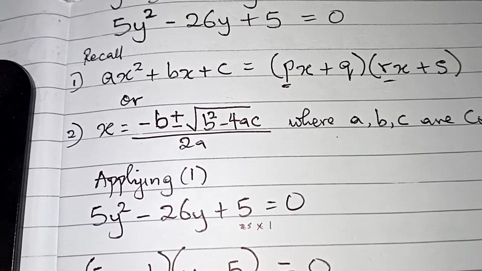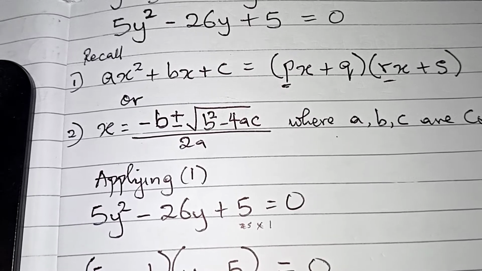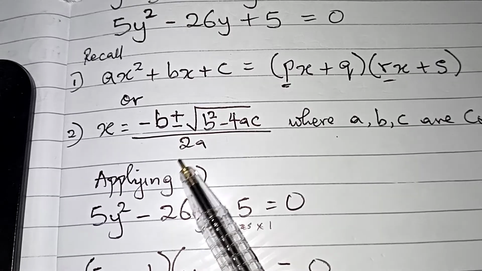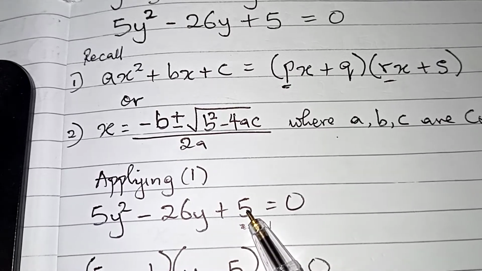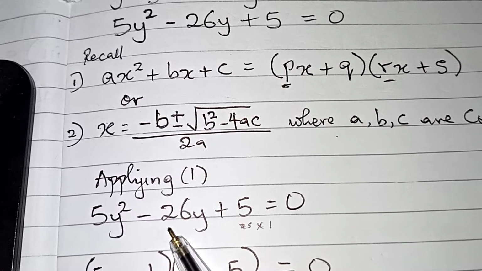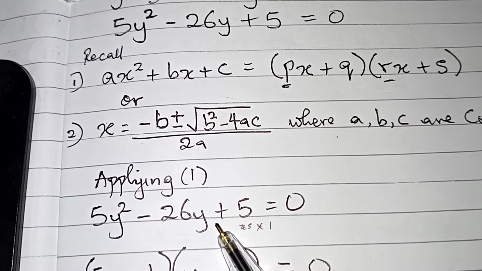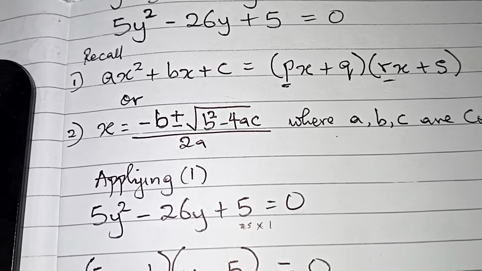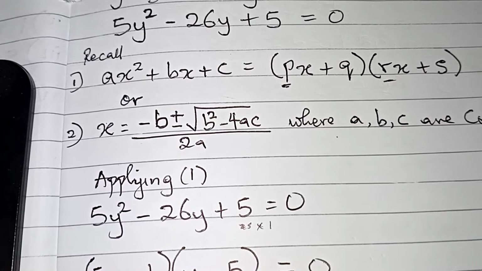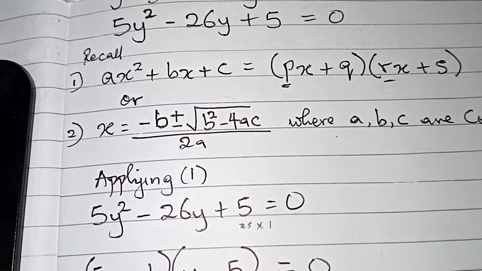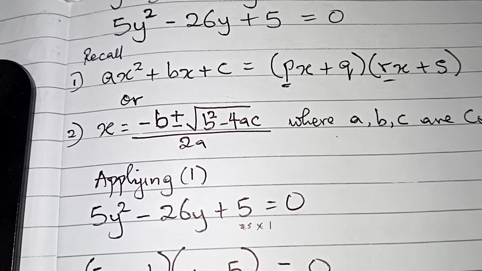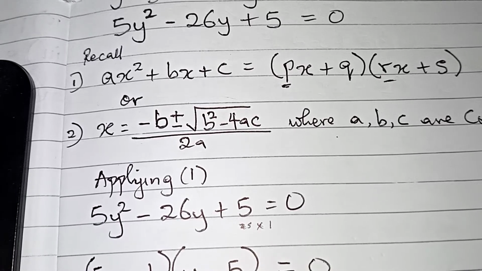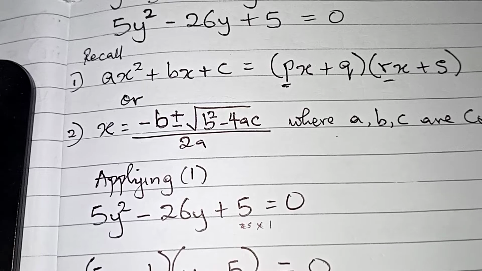Now, I'm trying to apply the factorization method for this expression: 5y squared minus 26y plus 5 is equal to 0. Now look at it. I know you're already seeing part of the answer, but you can just pause the video and try to solve if you can get it right.